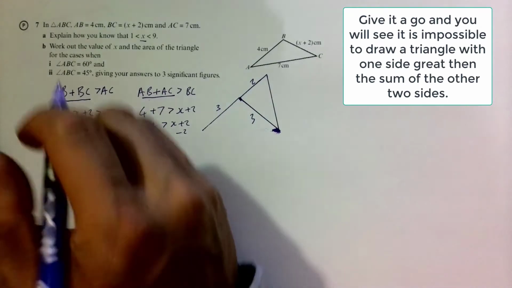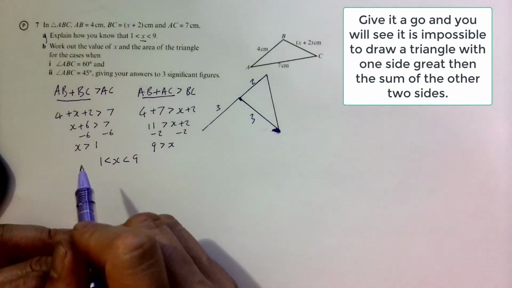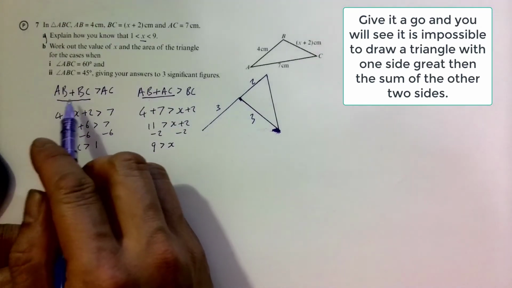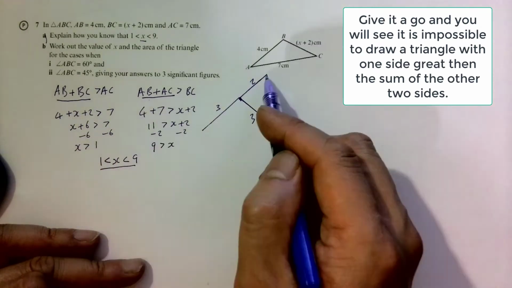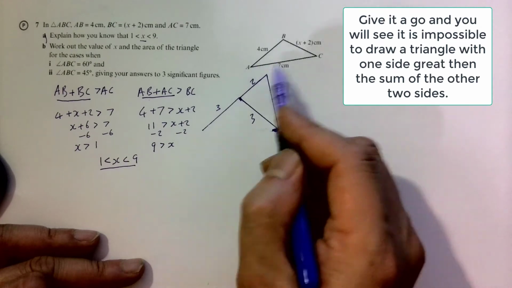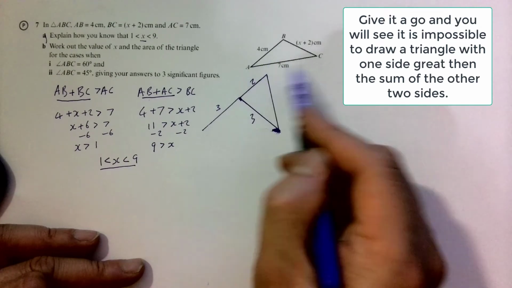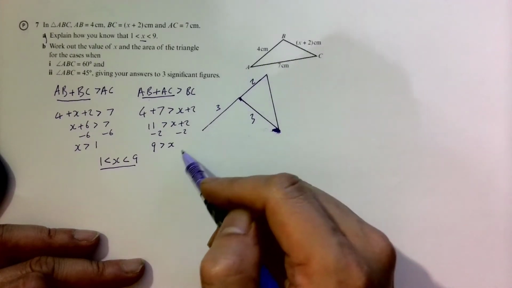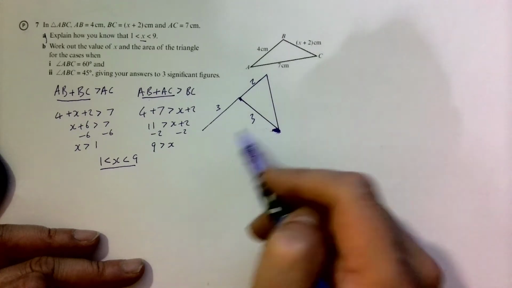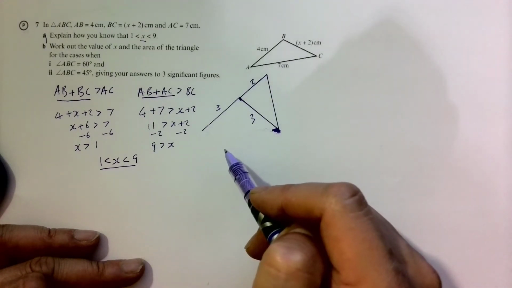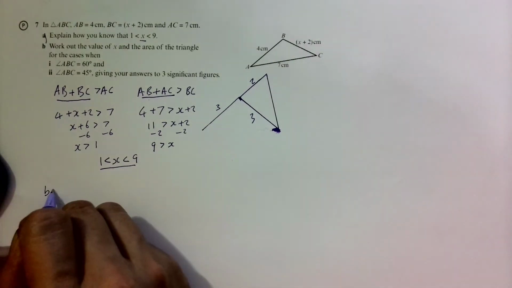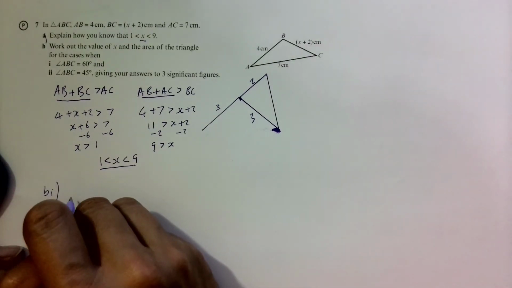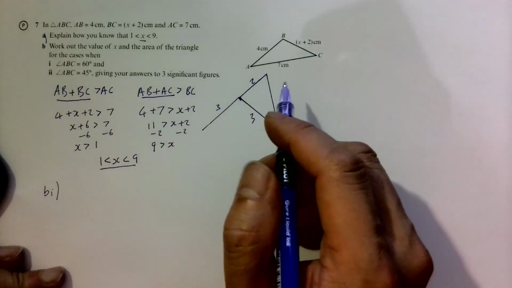So part A may seem a little bit unusual, but this should make sense if you try it yourself and think, well, the longest possible length of these two lines, 4 and 7 for example, is 11 centimeters. So how can the third length join to make it a triangle? It can't be greater. So now part B i says angle ABC equals 60.